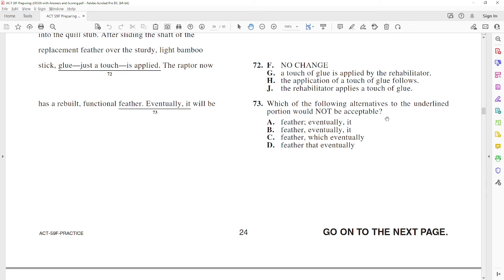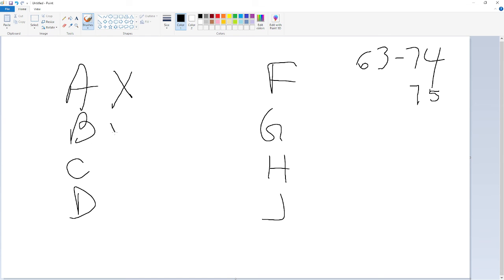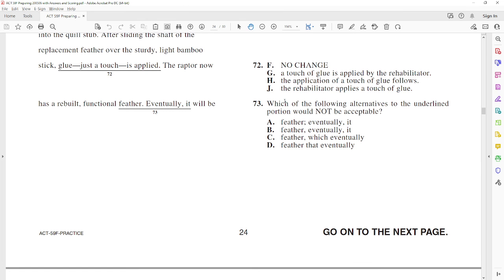B, feather, comma, eventually it. Okay, I think that's just a comma, yes. So B is one we anticipated. You have two independent clauses. You can't just put a comma between them. B is not acceptable.